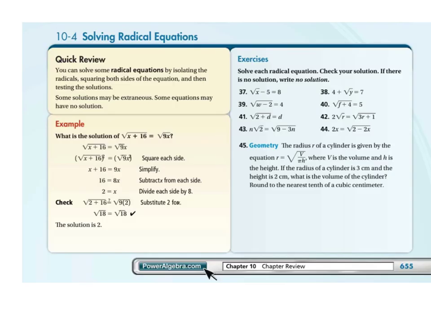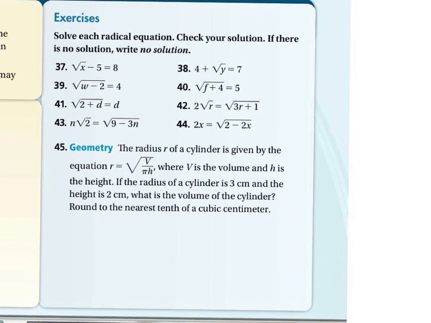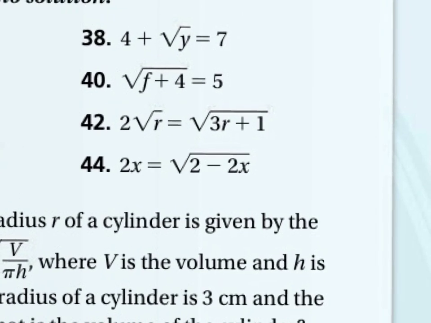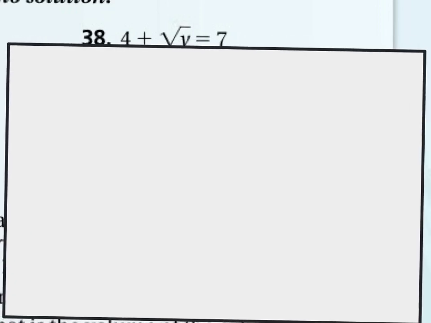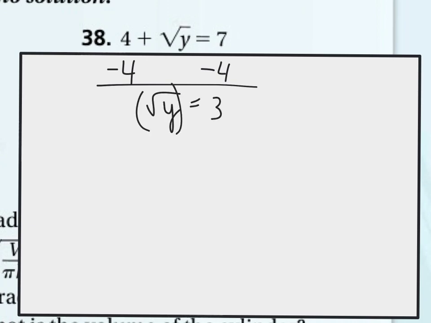Section 4, we were looking at solving radical equations. So we'll just look at a few of these here. So they want us to solve the equations, check the solution. If there's no solution, write no solution. Makes sense? So if you look at 38, the first thing we need to do on these problems is isolate the radical. We want to get the radical by itself. So this one they're adding 4, we subtract 4 on both sides. And then now we can square both sides, which is 9.